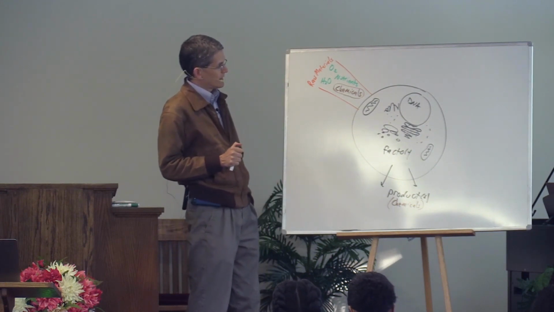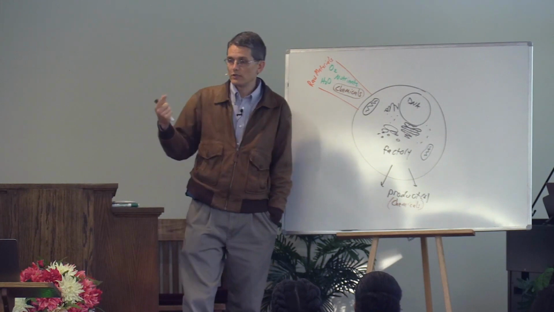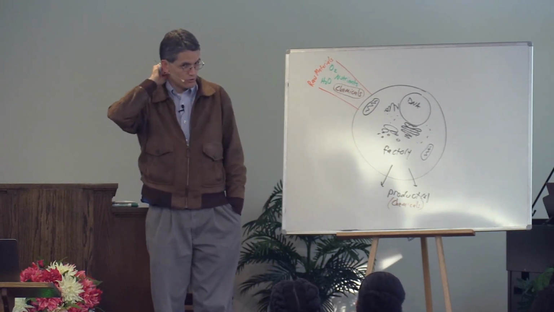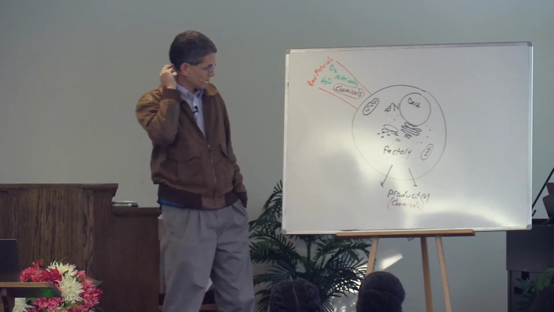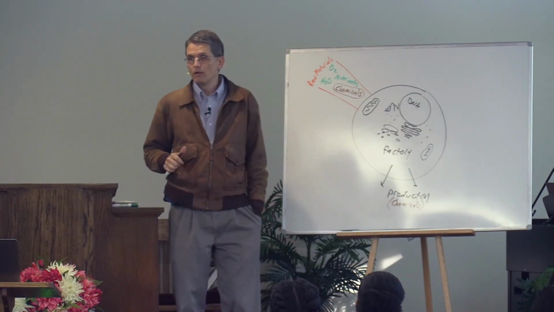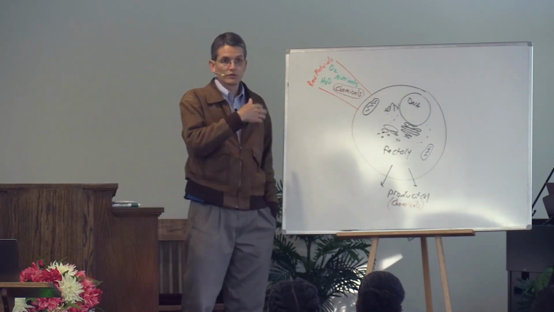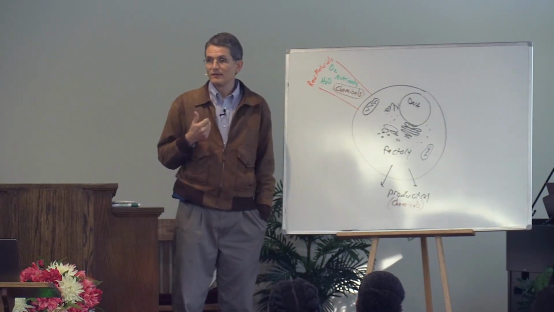But how many cells of your body need oxygen? All of them. All of them do. All right, how many of them need nutrients? All of them. And how many need water? All of them. Okay, so where does the oxygen come from? Outside or inside? Outside.